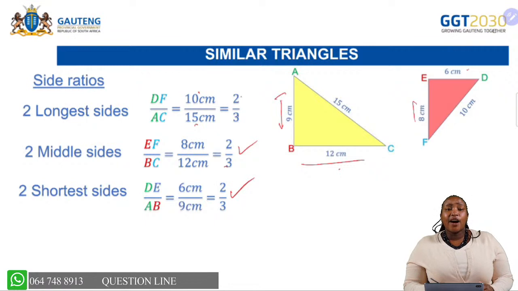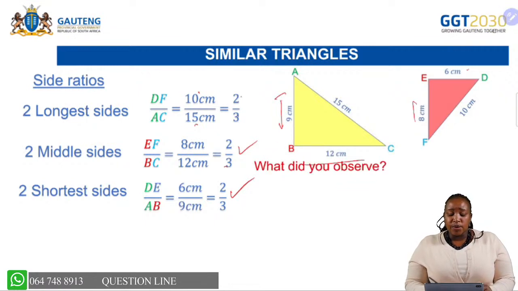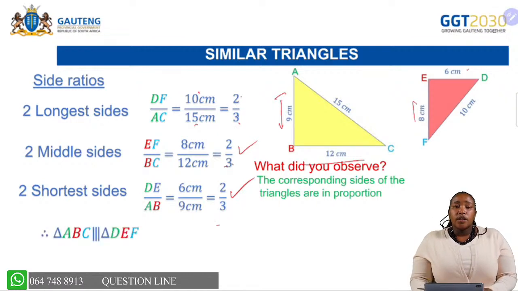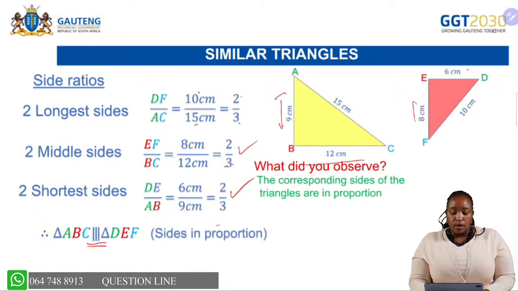Okay. Now we have ratios. What is your observation about these ratios? Okay. What you should have noticed was that this means that the corresponding sides of the triangles are in proportion because they all have the same ratio. All right. Therefore, triangle ABC is similar to triangle DEF. You see we've used our similarity sign there. Right. And your reason would be sides in proportion.